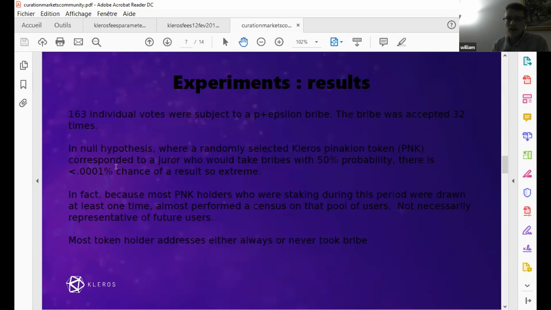Because in fact, some of the attacks we did were so large that we basically drew everyone that was participating. So we almost performed a census on people and their willingness to take bribes, at least in our early juror pool. And it's worth noting that most of our token holders either always took the bribe or never took the bribe. So whether people took bribes appears to be very much a psychology of them. For larger bribes or smaller bribes, it didn't seem to make much of a difference. People were pretty much either bribe friendly or not.